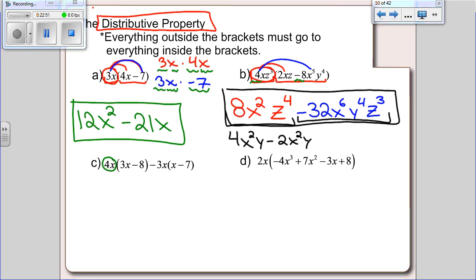The first distribution, I'm going to color code these. So the first distribution that comes in, you have 4x times 3x, numbers with numbers, letters with letters. That'll be 12x squared. My second distribution, that 4x multiplies to the negative 8. So 4 times negative 8 gives me negative 32. And then x. And notice that the brackets are now gone.